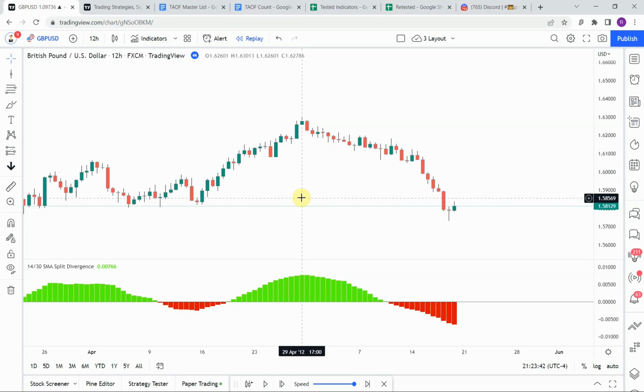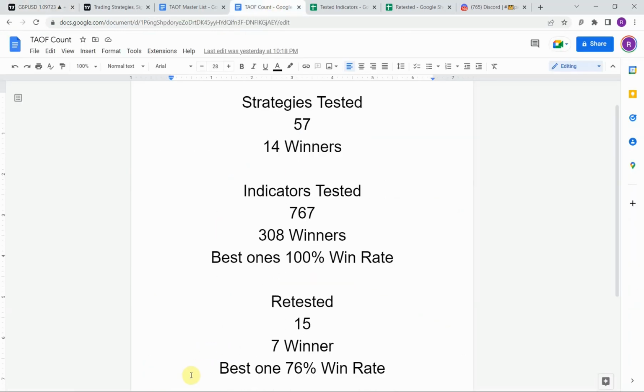Alright, as I said, today we will be looking at an advanced testing of the 14/30 SMA split divergence indicator. Before we do though, I wanted to put the testing scoreboard up for everyone to see. So to date, we have tested a total of 57 different strategies, with 14 of them being profitable. We've also tested a total of 767 indicators, with 308 of them being winners.